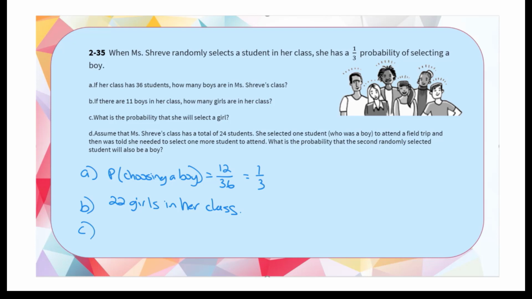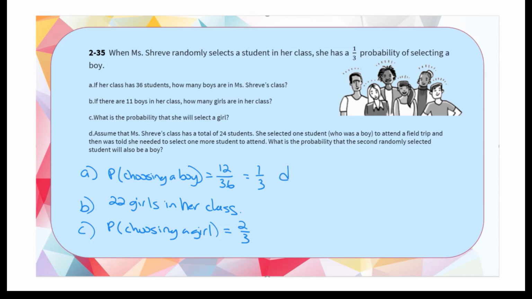And then we'll just finish up. The probability of her choosing a girl, if choosing a boy is 1/3, the probability of choosing a girl is 2/3.